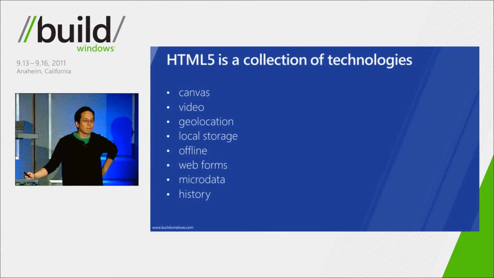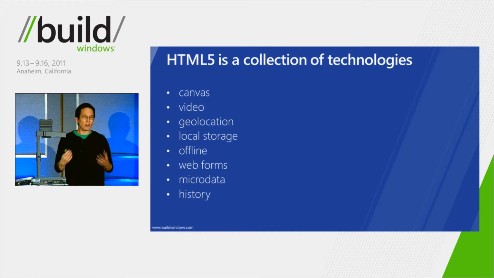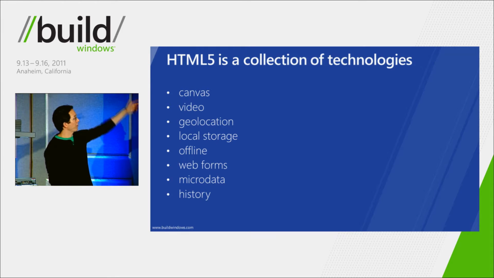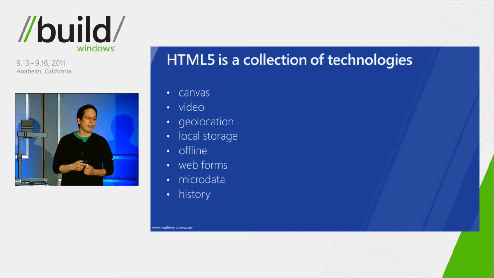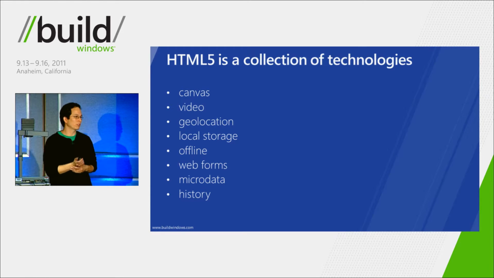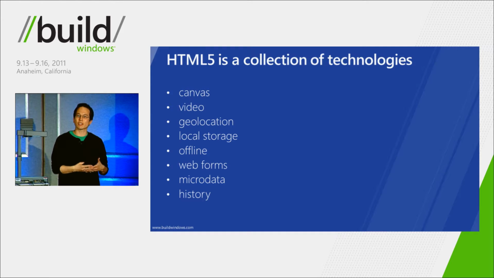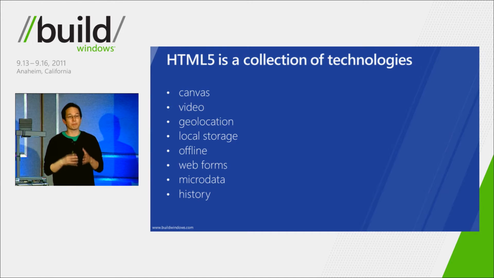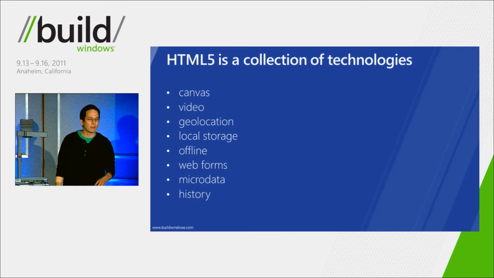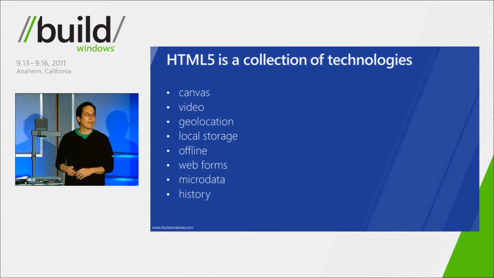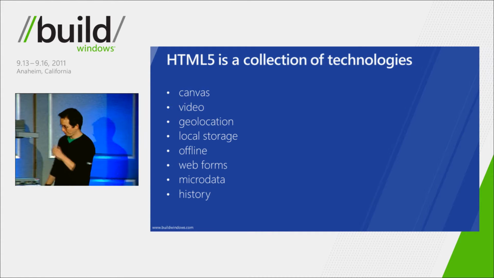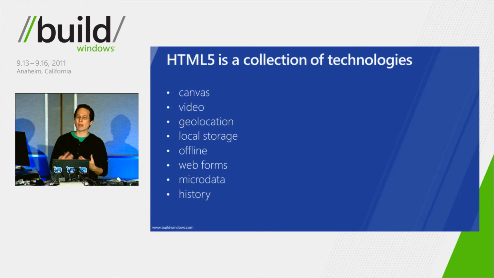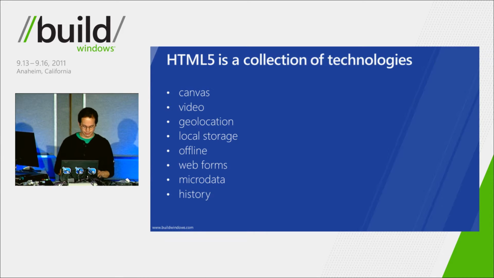HTML5 is a collection of technologies for modern browsers that support all these different things. Canvas, video, geolocation. Geolocation is a really interesting one. Local storage, so persistent storage that you can close the browser, open it, and it's still there, not using cookies. Offline is the one I'm going to show you, and that's the ability for your application to work when it's not connected to the internet. And this starts to make your website really feel like a native application.